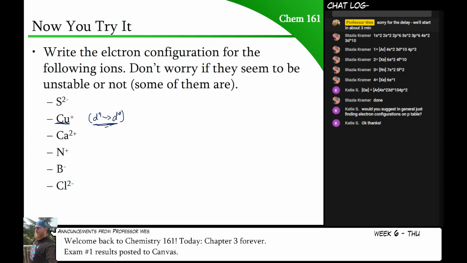And then for the rest of them, it's pretty straightforward. So go ahead and write the electron configurations for these. Don't worry if they're unstable or not, because some of them are unstable. For example, N+ is not stable. B- not stable. Cl2- not stable. You can use the shortcut if you'd like.